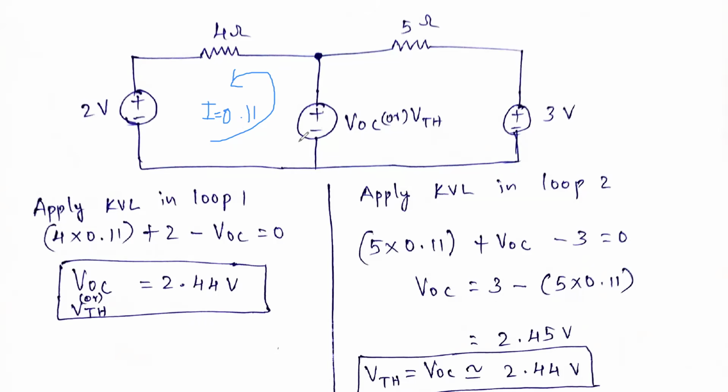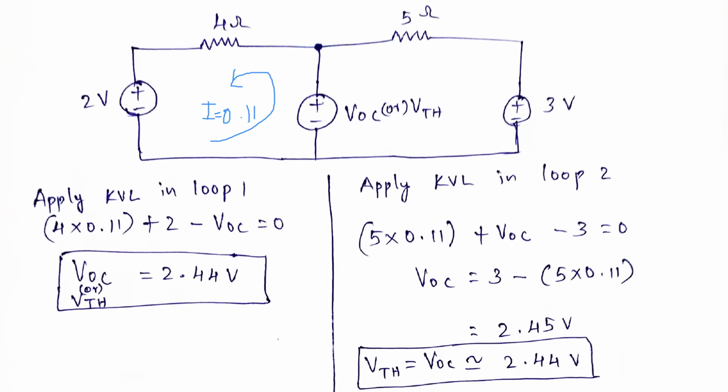Here again the current is flowing like this, so again it is minus 2. So minus 2 plus minus VOC is equal to 0. Then you can easily find out VOC. From this you can easily find out VOC is 2.44 volts. You can apply it in either this loop or this loop.